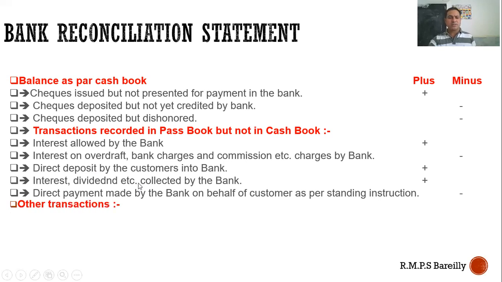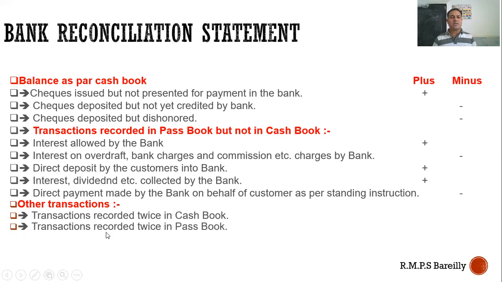Some other transactions that may be plus or minus. Transaction recorded twice in the cash book. Any transaction we have recorded twice in the cash book. For example, we deposit a check and it is recorded twice in the cash book, or we issue a check and it is recorded twice in the cash book. So it may be plus or it may be minus, depending upon the nature of the transaction.